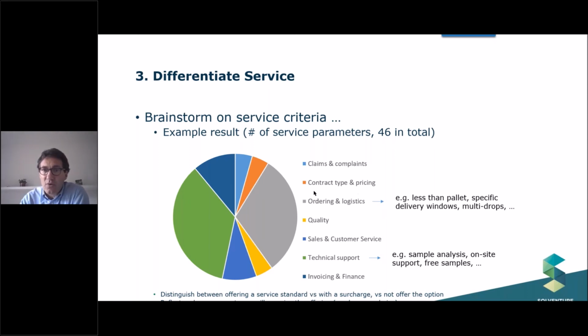One example could be ordering logistics. Differentiating could be, do I allow less than a pallet, yes or no? Do I foresee specific delivery windows? Do I allow multi-drops? And so on. Important thereby is that you reflect whether you want to offer the service standard, with no surcharge, whether you want to offer it but with a surcharge, or not even offer the service option for a specific segment.